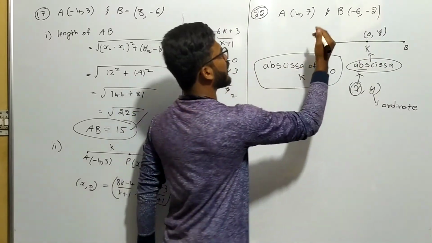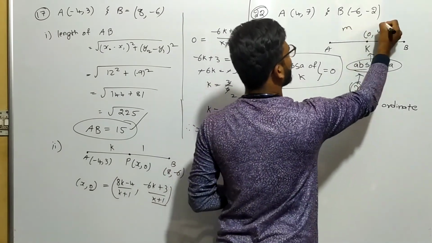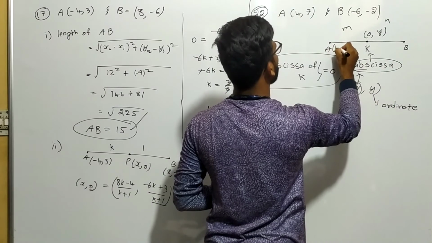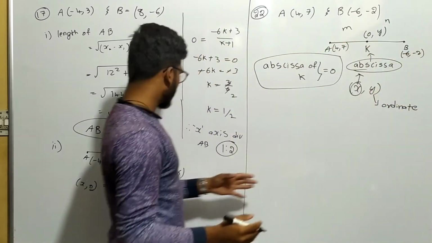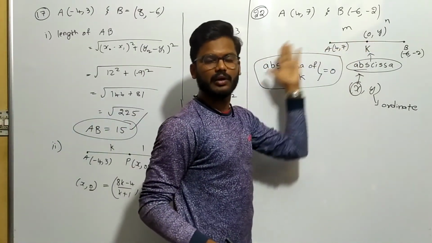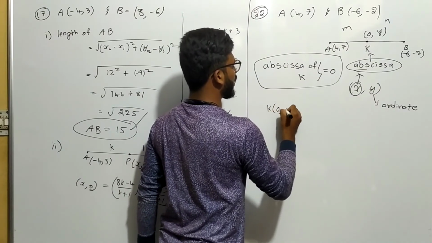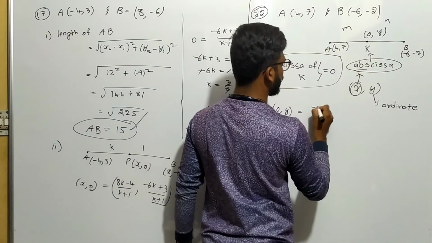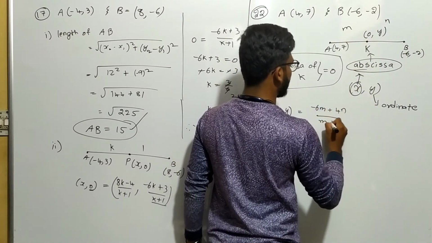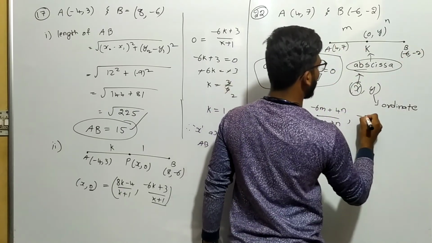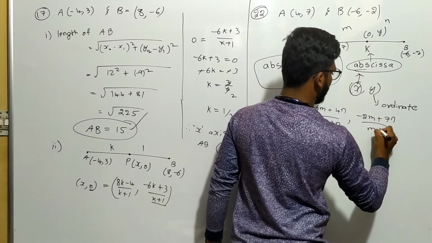Okay, next. Let it divide. We have to find the ratio, right? So as they already gave K, I am taking m is to n only. Let the ratio be m is to n. The points are 4 comma 7 and minus 6 comma minus 2. See, here I did one method; this is the second method. You can do it in any way. And K will be 0 comma y, which according to the section formula is minus 6m plus 4n by m plus n comma minus 2m plus 7n by m plus n.